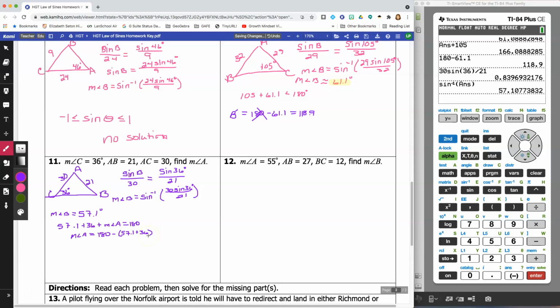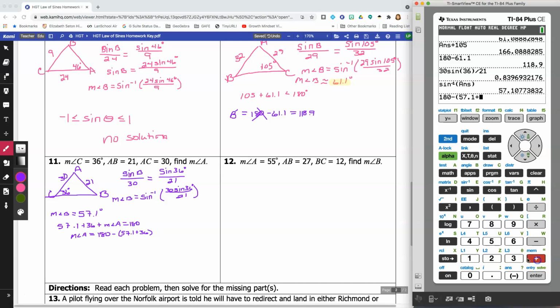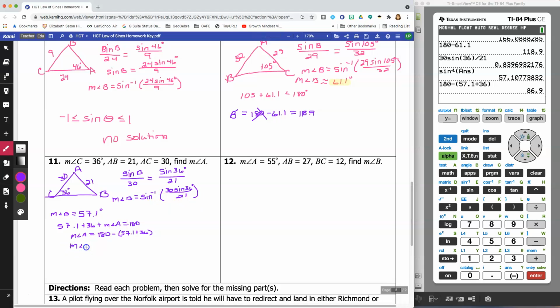Now, if this is a negative number, then I know there can't be a measure of angle A here, right? And that means that this angle B is not correct. So I have 180 minus the sum of 57.1 plus 36. So this is telling me then that the measure of angle A is going to be approximately, remember it's approximately because the measure of angle B was approximate, so it's approximately 86.9 degrees. And don't forget the degrees because angles are measured in degrees. So this is the first answer.